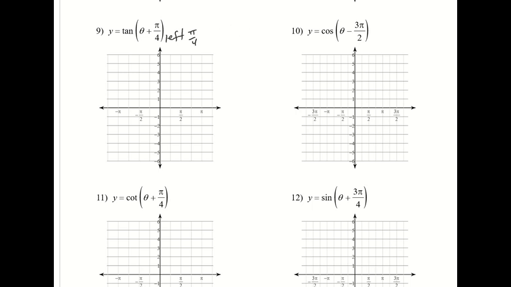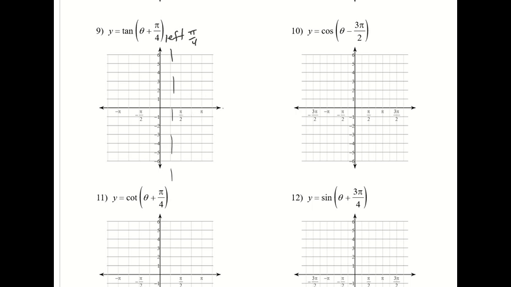So typically, tangent will have its asymptotes at our odd pi over 2s. So at pi over 2, 3 pi over 2, negative pi over 2, whatever. And all we're going to do is figure out where our asymptotes are going to be with the horizontal shift, and then we can get the rest of the graph easily from there. So all we do is take this asymptote at pi over 2, shift it left pi over 4, and we have our new asymptote.